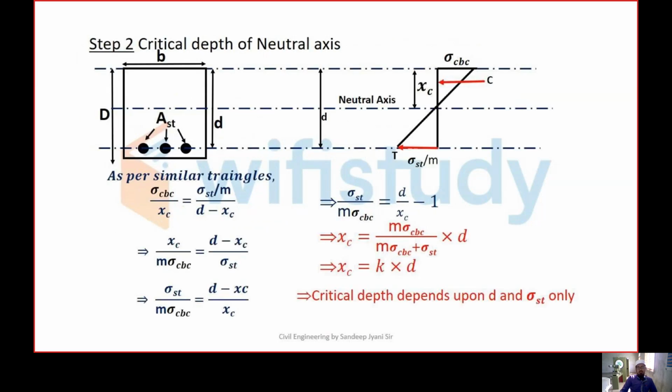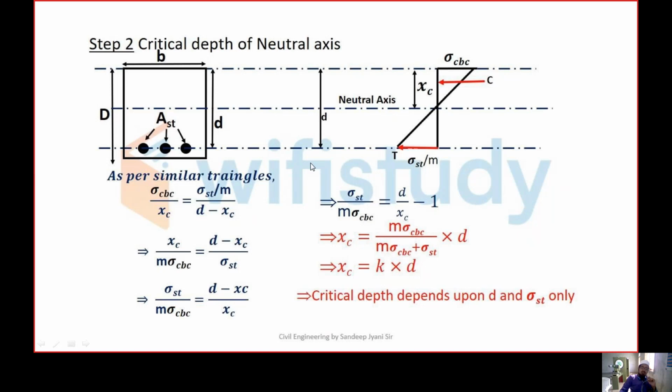So how are we going to calculate this critical depth of neutral axis? Here the derivation is given. First of all, using this stress diagram we will adopt the properties of similar triangles. Here in the topmost fiber of the concrete, the maximum stress is sigma CBC, and the depth is XC, that means the critical depth of neutral axis. Leave this section, whatever it might be, whether under reinforced, over reinforced, or balanced section, we know the depth of the critical axis, or the depth of the ideal neutral axis.